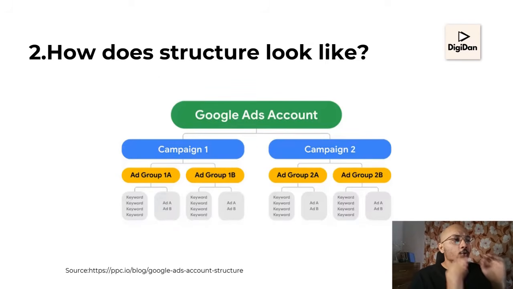Now, this is how a Google Ads account looks, right? In every Google Ads account, we have multiple campaigns, and under each campaign, there are multiple ad groups, and under each ad group, there are keywords and ads. So, if you have two different services, you should have campaign 1 and campaign 2.